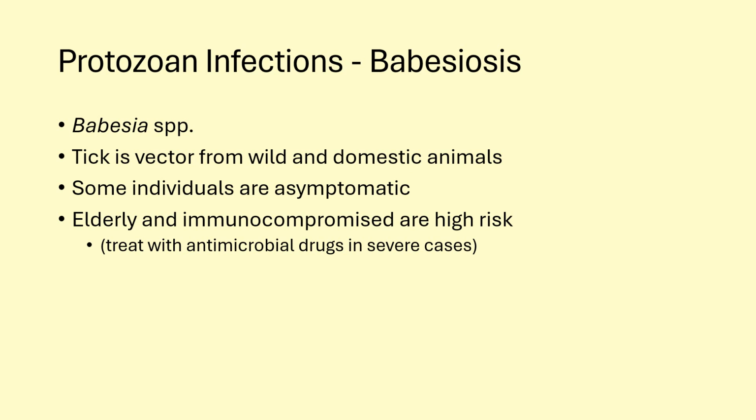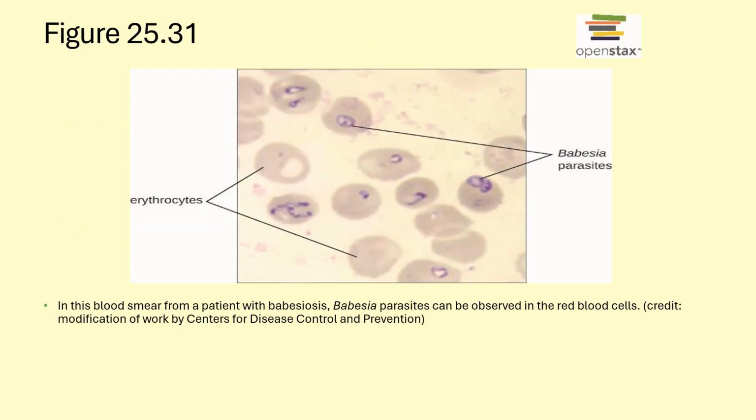Babesiosis is caused by Babesia species. The tick is going to be a vector. Both domestic and wild animals can be infected with it, and so the tick transmits it from those animals to the humans. Some people may remain asymptomatic. Your elderly, your immunocompromised are going to be at higher risk. Those people who have severe cases, you can treat with antimicrobial drugs. And this is what it looks like here on the slides.